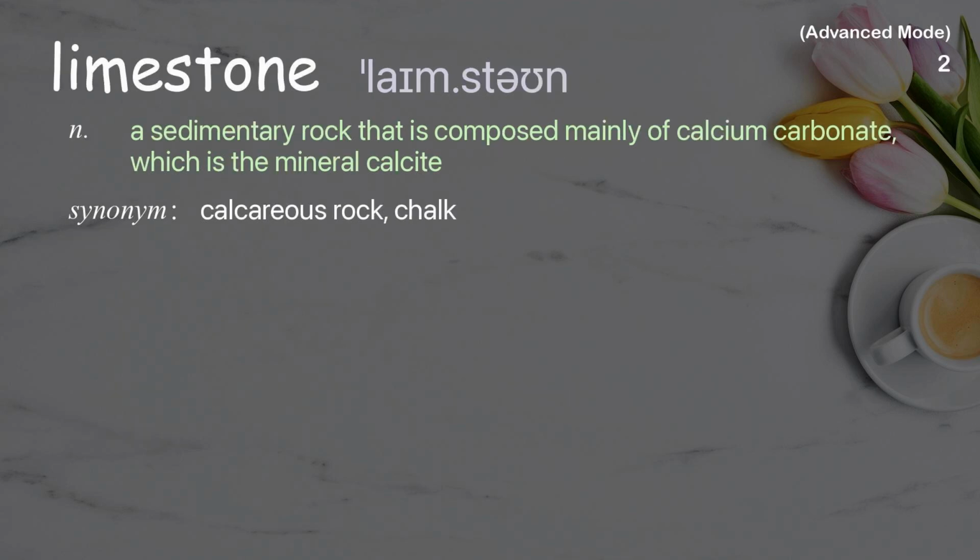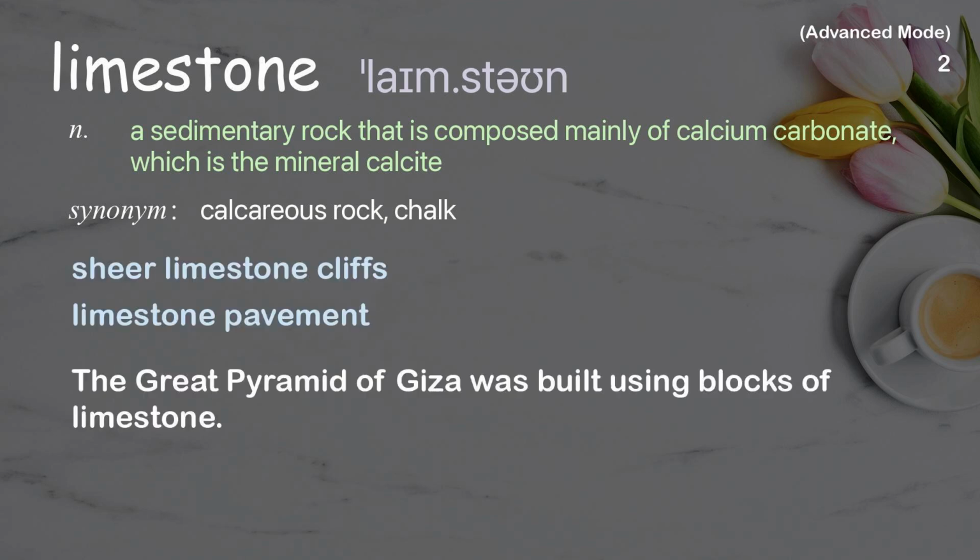Limestone. A sedimentary rock that is composed mainly of calcium carbonate, which is the mineral calcite. Examples. Sheer limestone cliffs. Limestone pavement. The Great Pyramid of Giza was built using blocks of limestone.